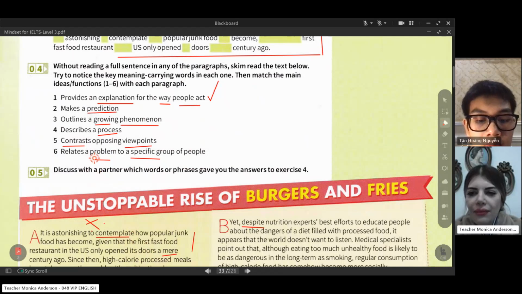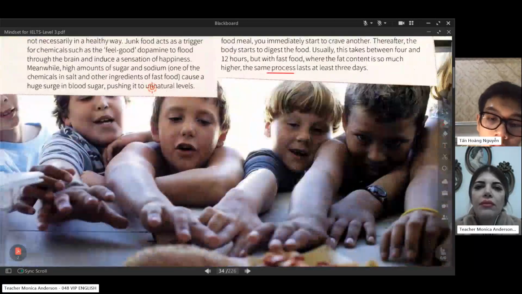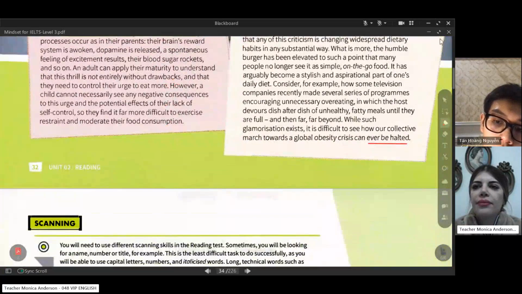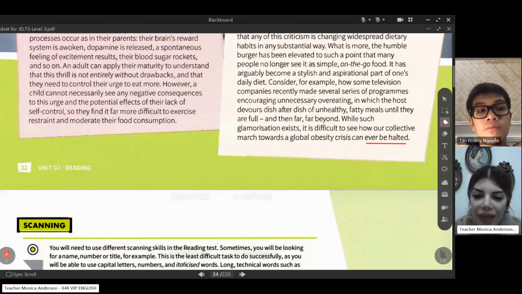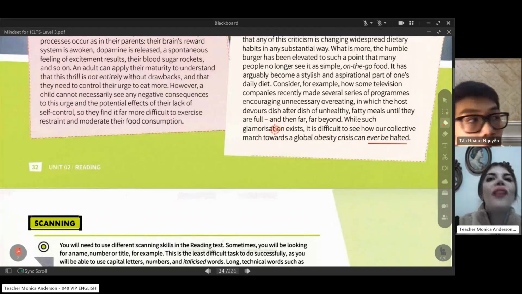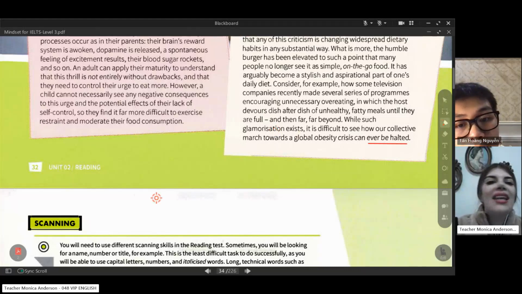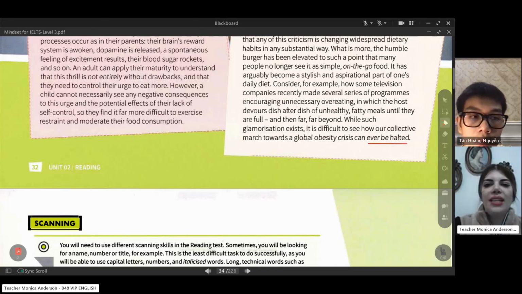Number 2, match with letter F. And how? Let me find it. In the last sentence. Very good. It's difficult to predict how our collective march towards global obesity can ever be halted, stopped. Okay, very good.